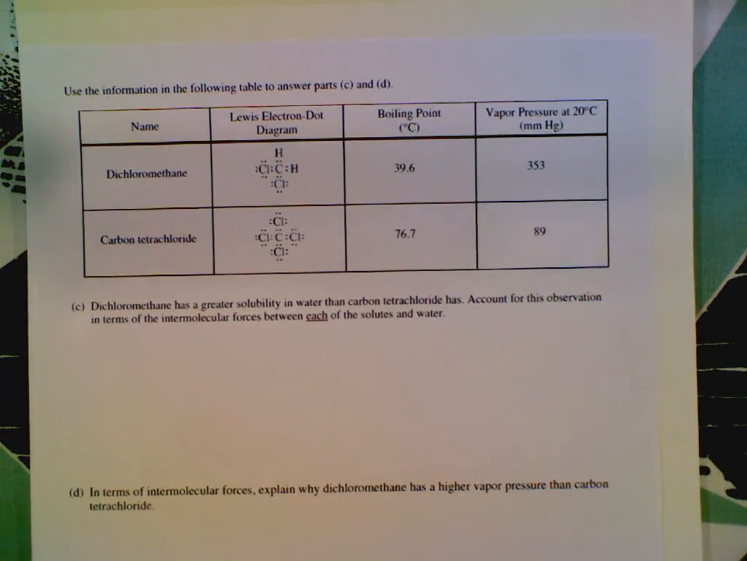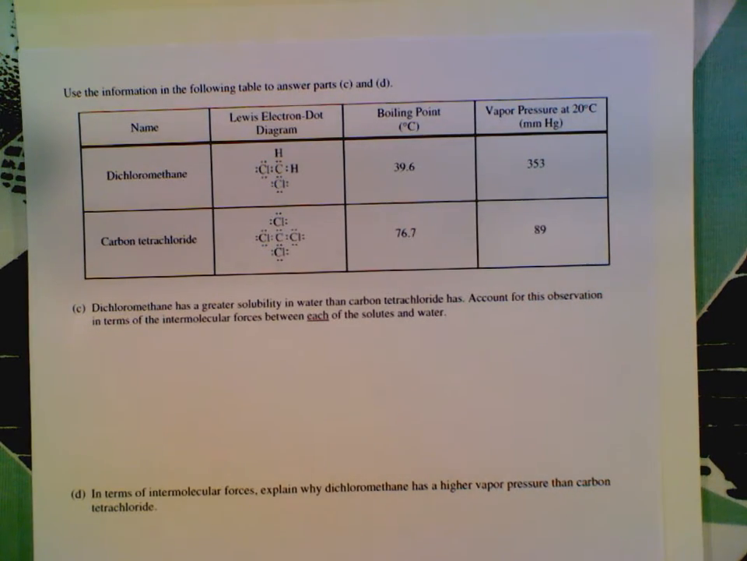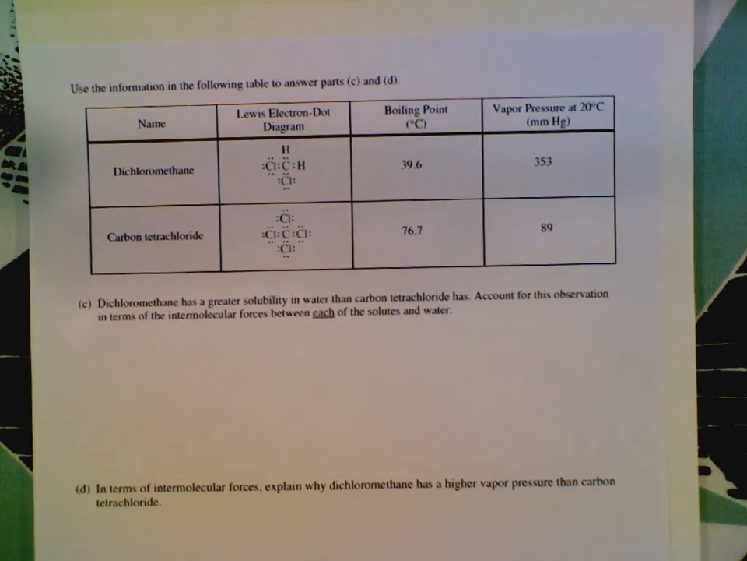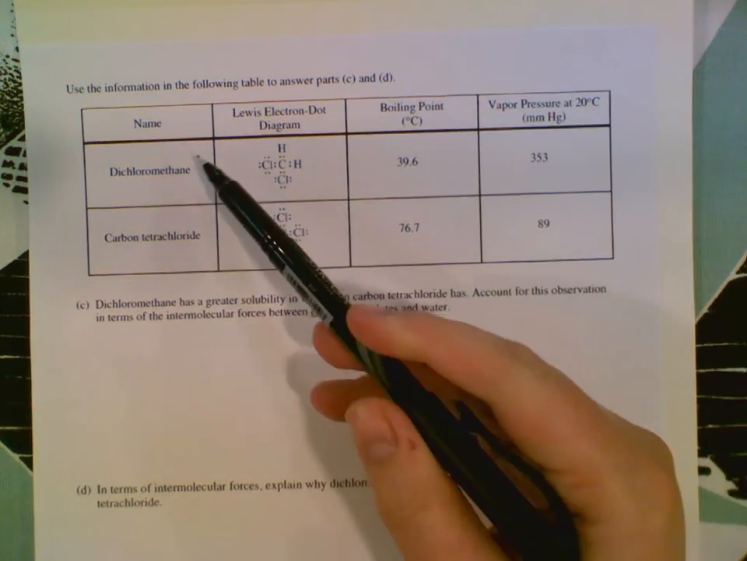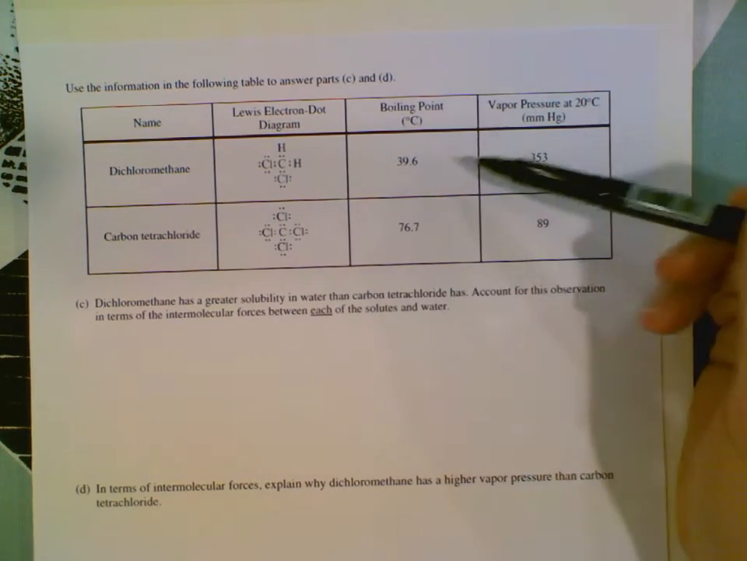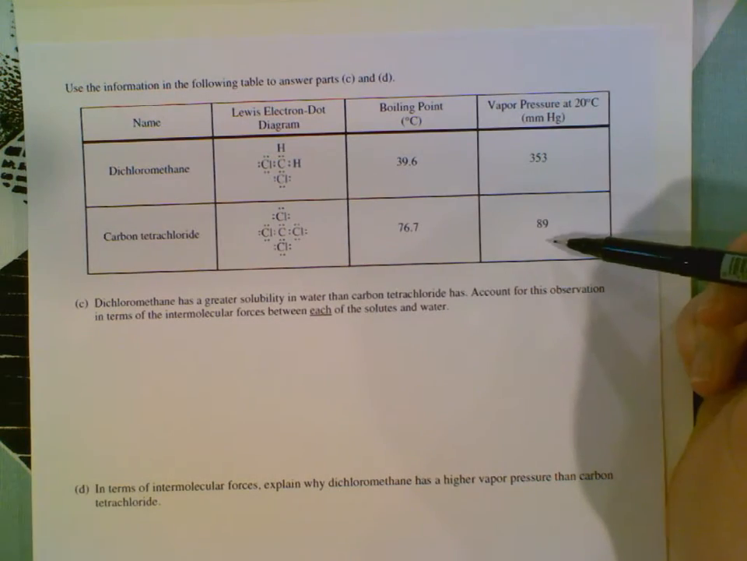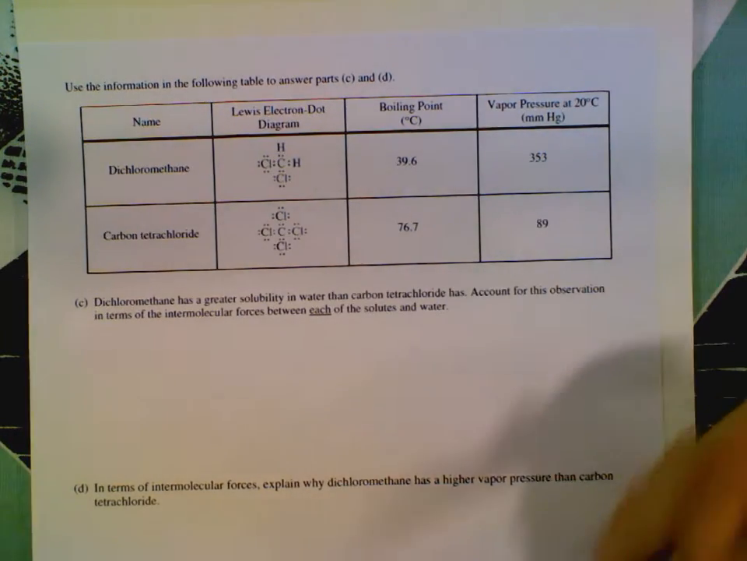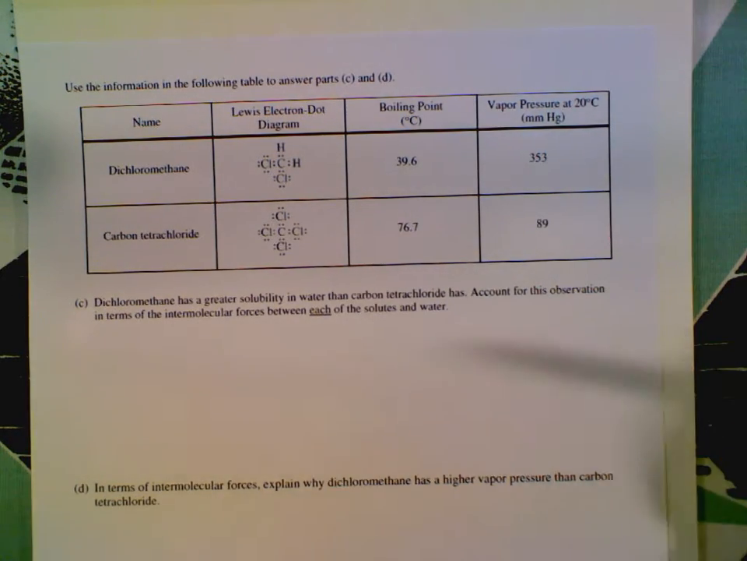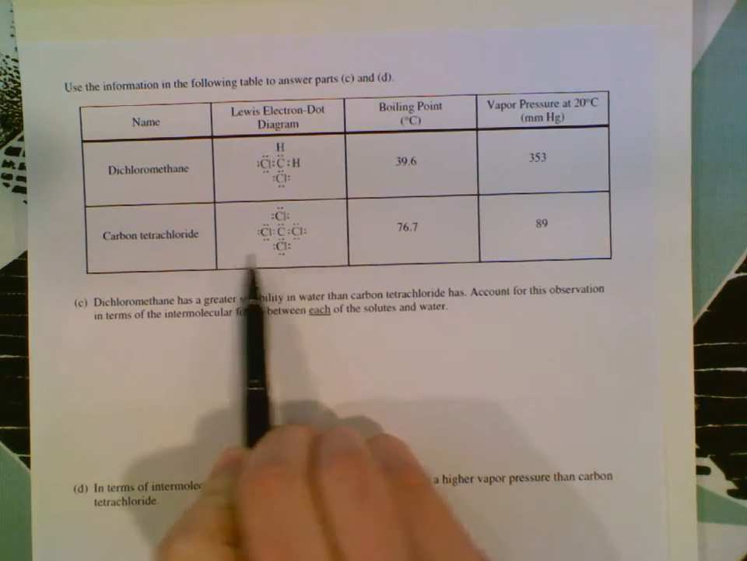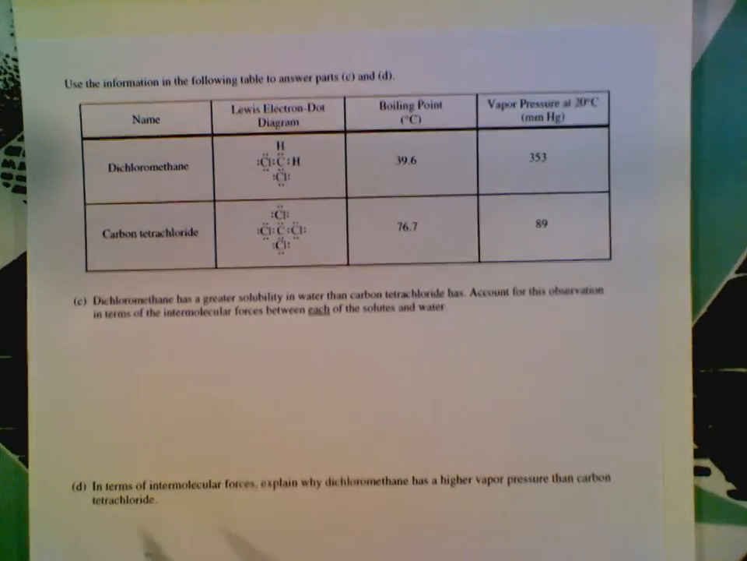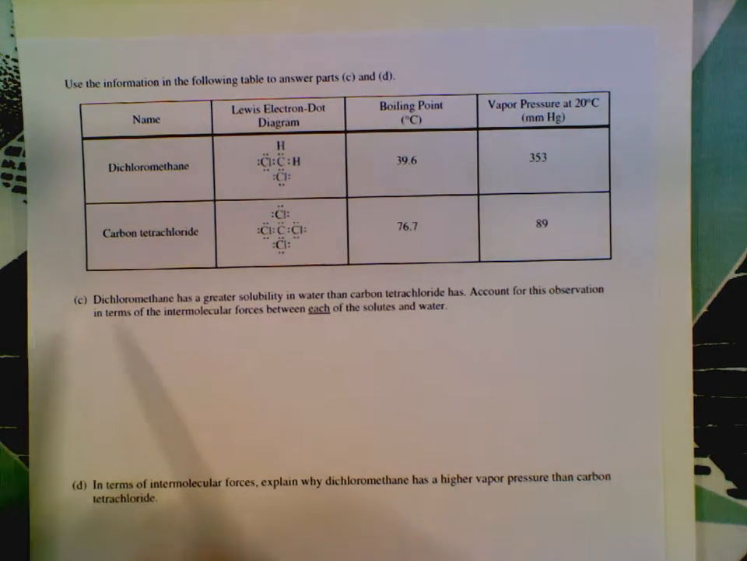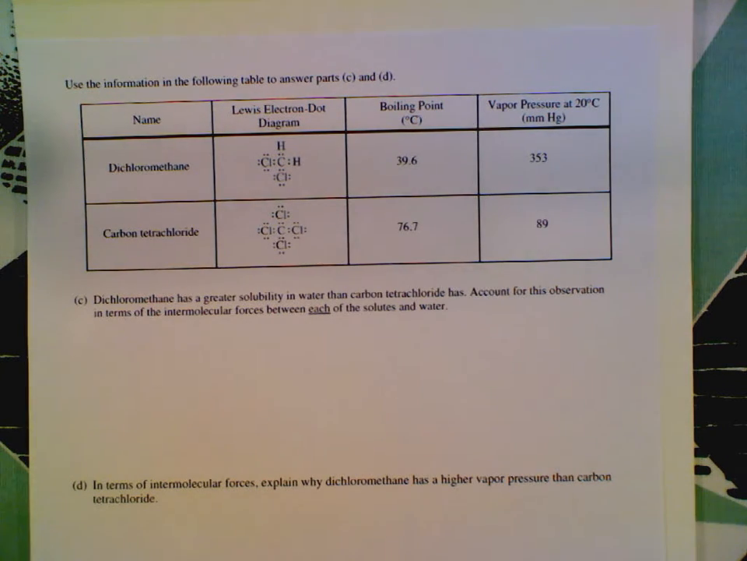So for the next one, it says use the information in the following table to answer parts C and D. And you say, my hand is tired and I'm already done with this. So in this case, I give you a box with 2 substances, 2 diagrams already, boiling points, vapor pressures. So when we look at these, again, things with the highest boiling point have the strongest intermolecular forces. So in my head, I'm already saying to myself, this compound, carbon tetrachloride, is going to be the one with the stronger intermolecular forces. So for C, it says dichloromethane has a greater solubility in water than carbon tetrachloride has. Account for this observation in terms of intermolecular forces between each of the solutes and water.